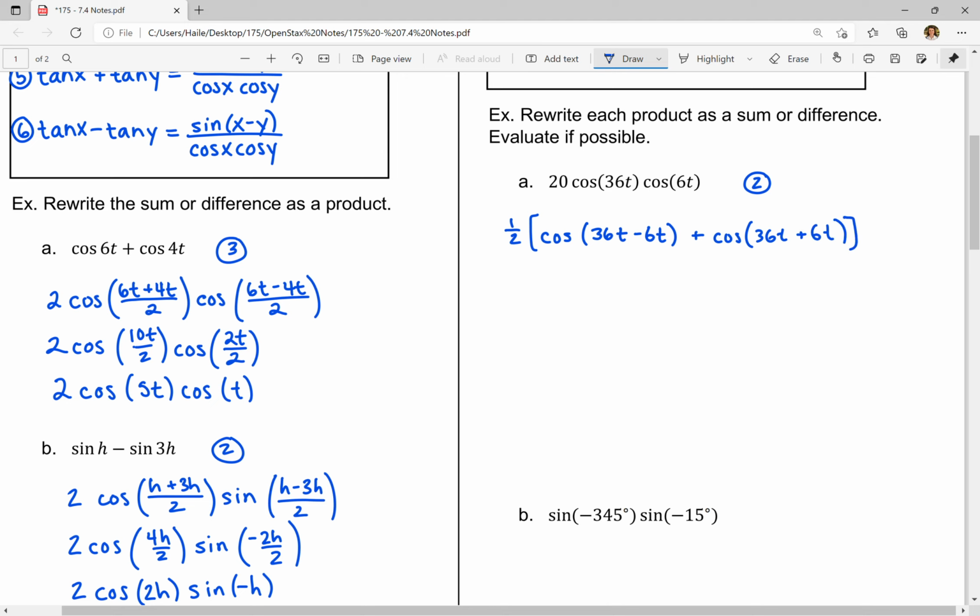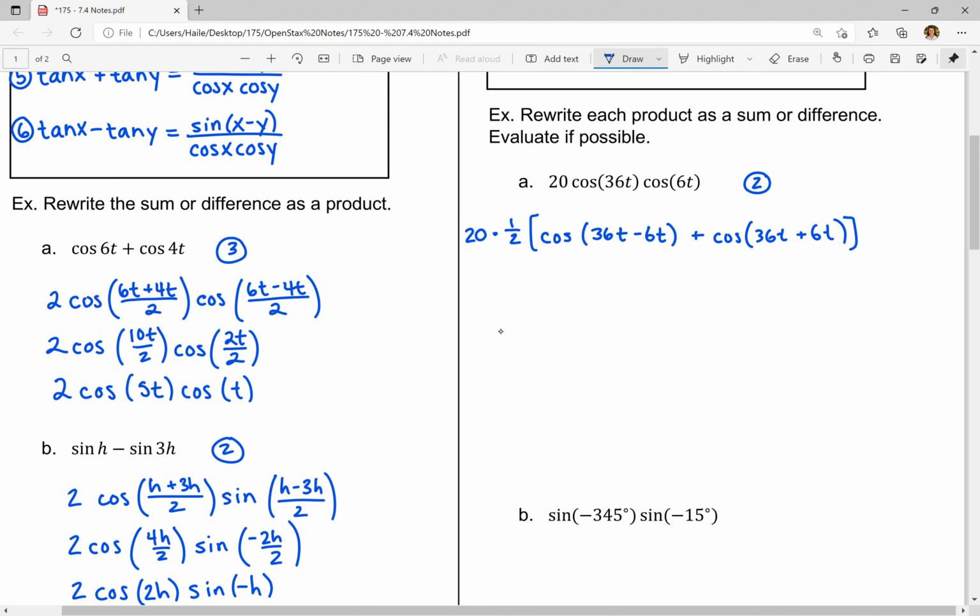So we're going to have 36t plus 6t. And since I have 20 out front of the product, I'm still going to keep the 20 out front of that product. So the formula is substituting the product of the two cosines, but the 20 is still going to be in front of that. Okay, so this is my entire expression written using formula 2. So what I can do now is just simplify everything.